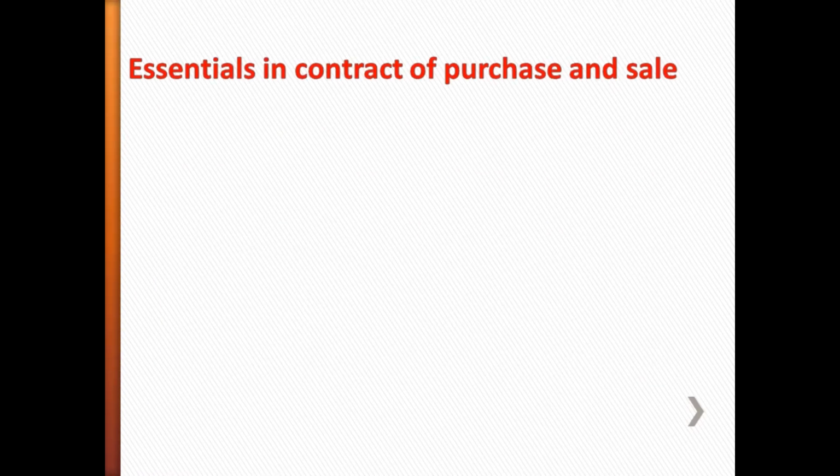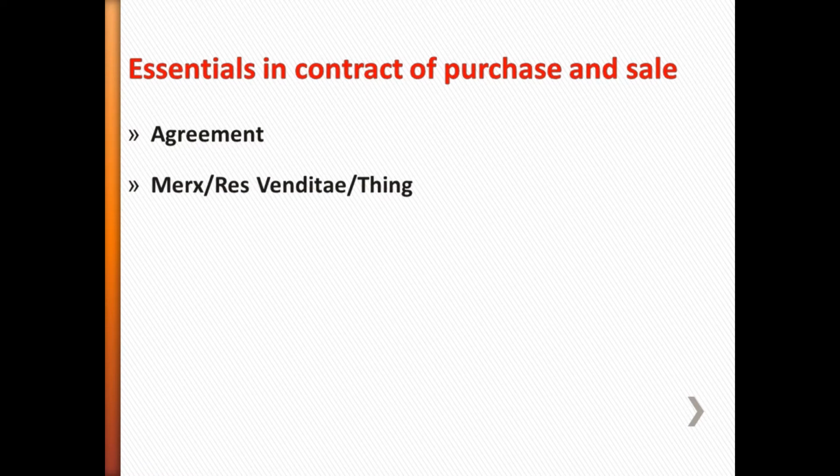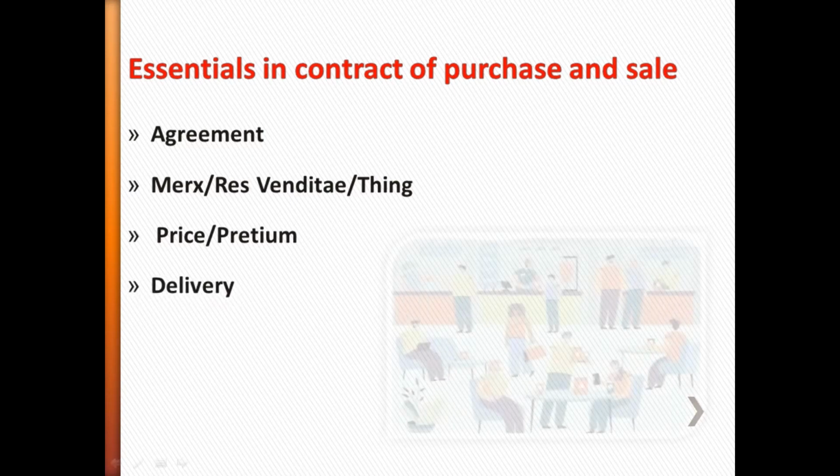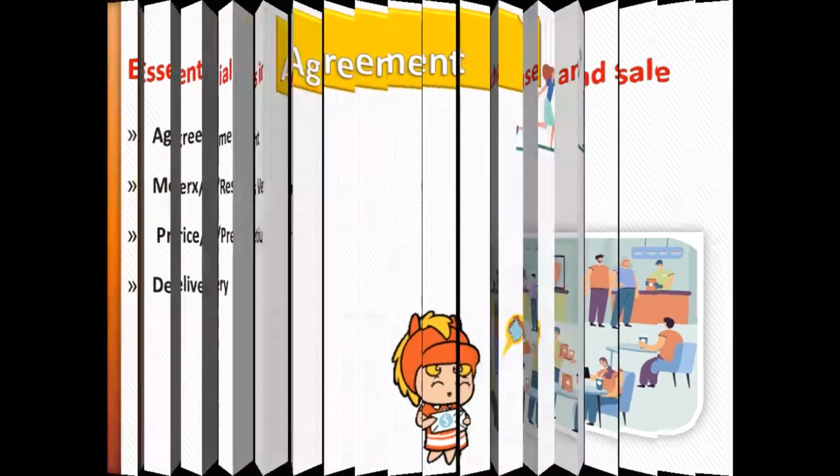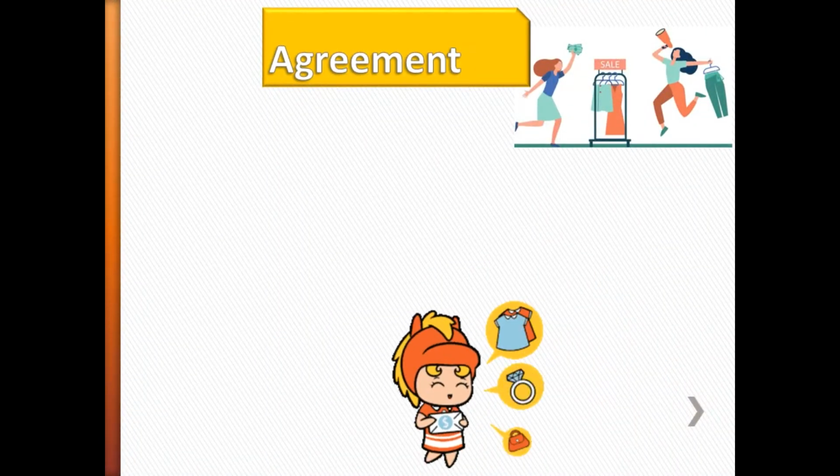Let us look at the essentials of a purchase and sale contract. We have agreement, the Merx or thing being sold, price, and delivery. I will explain this in detail. First, agreement.